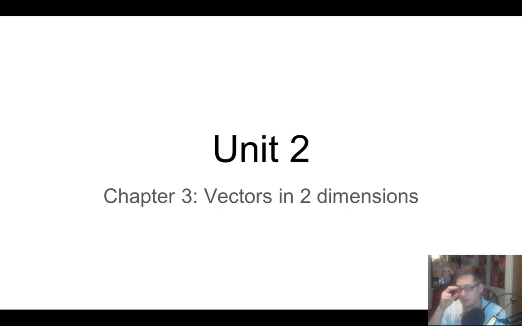Alright, gang, here we go. This is Physics, Unit 2, Chapter 3, Part 1. So we're talking about vectors. We just finished Unit 1. It's all downhill from here. It's nice, right? So here we go. We're going to be talking about vectors.